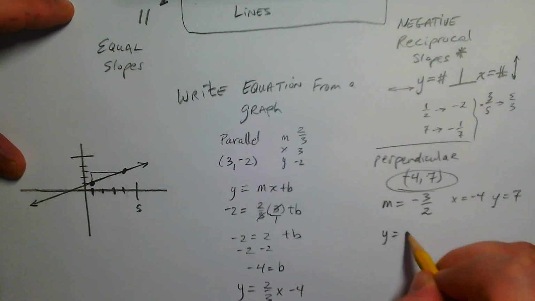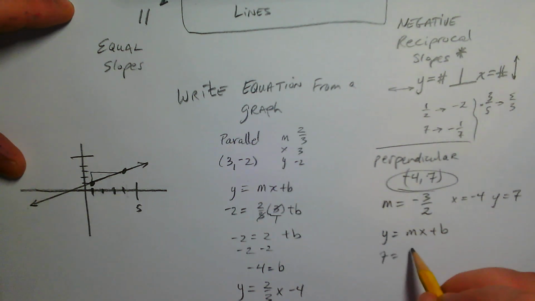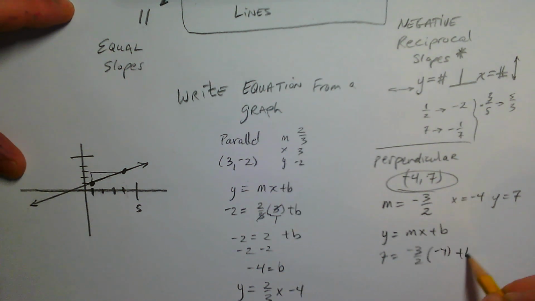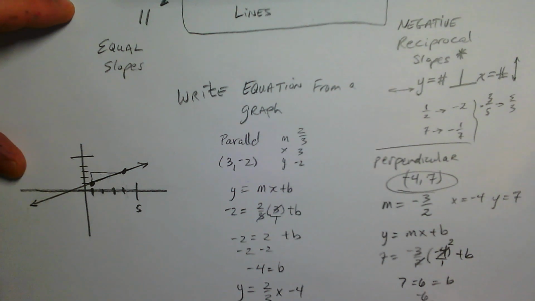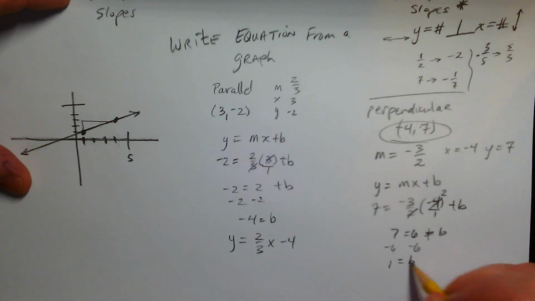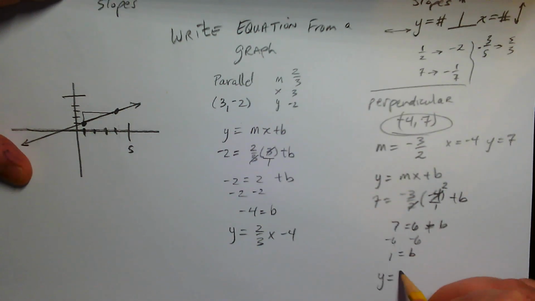So let's start with our formula: y equals mx plus b. 7 is y, -3/2 is m. We use parentheses for x, -4, plus b. Now we've got some signs here we need to be careful of. Negative times a negative is positive. 2 goes into 4 twice, so this is -3 times -2, it's +6, plus b. Use inverse operations. 1 equals b, so our answer is y equals -3/2 x plus 1. There we go.